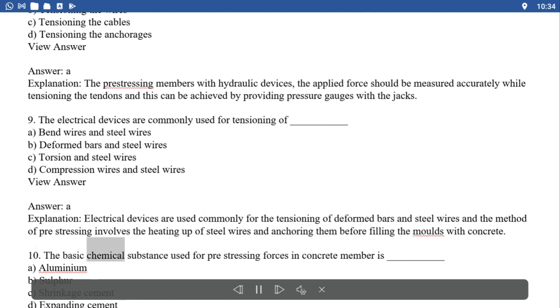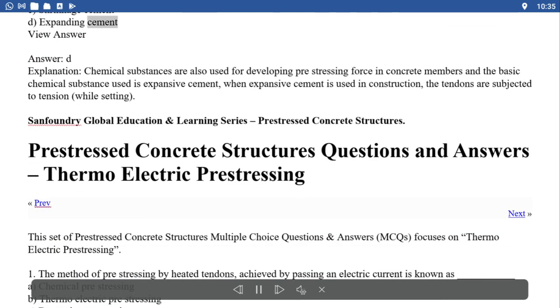10. The basic chemical substance used for pre-stressing forces in concrete member is blank. A. Aluminium. B. Sulfur. C. Shrinkage cement. D. Expanding cement.